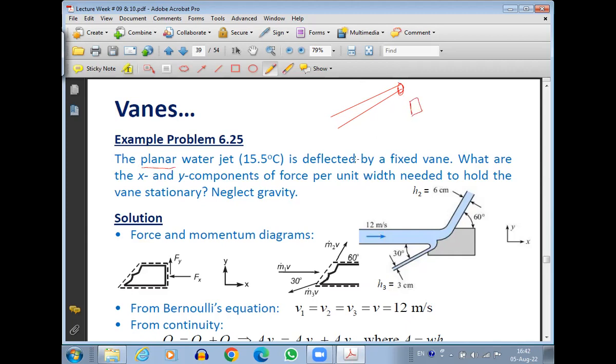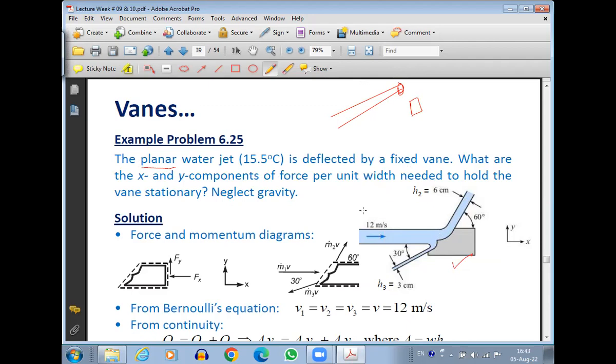Consider it as a square or a rectangular jet. A planar water jet, 15.5 degrees centigrade, is deflected by a fixed vane. So this is the vane that we have. This vane is fixed, so it's not moving. What are the X and Y components of the force per unit width needed to hold the vane stationary?